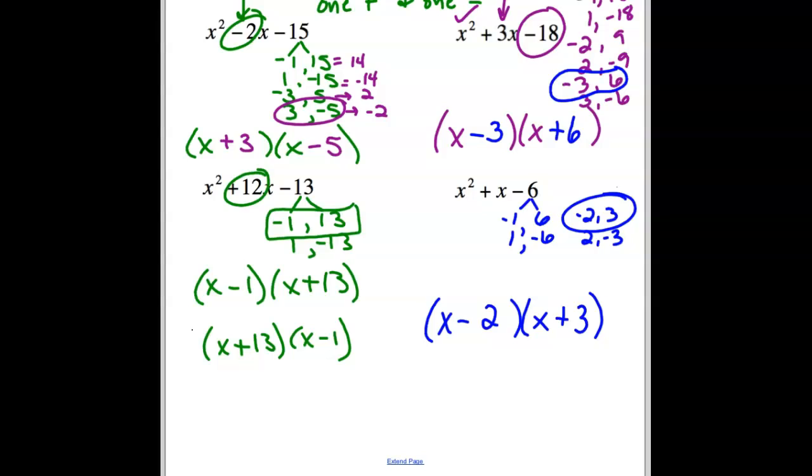Now, it doesn't matter the order. What does matter is the sign has to go with the right number. So if we flip this around, we could write x plus 3 and then x minus 2, but the 3 has to be positive and the 2 has to be negative.